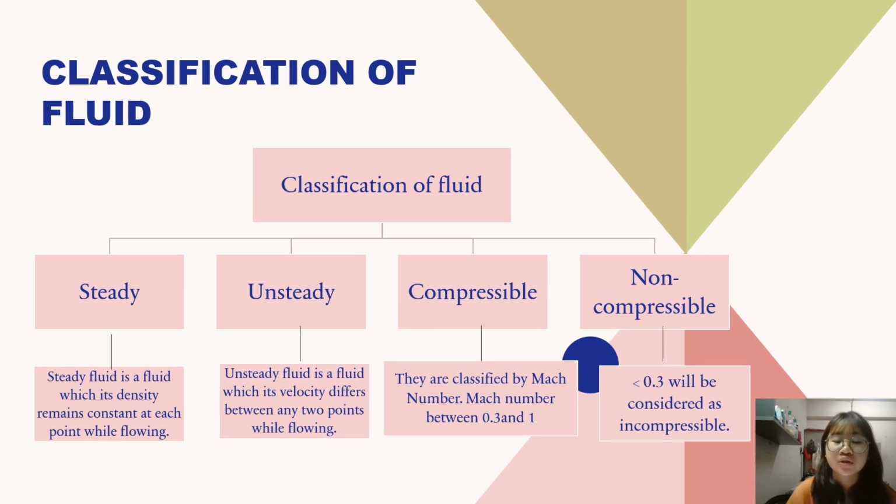Here is the classification of fluids. Fluid can be classified into steady or unsteady and compressible or non-compressible. Steady fluid is a fluid whose density remains constant at each point while flowing, while unsteady fluid is a fluid whose velocity differs between any 2 points while flowing. The compressible fluids are classified by Mach number. A Mach number between 0.3 and 1 is considered compressible fluid. Non-compressible fluid has a Mach number less than 0.3.